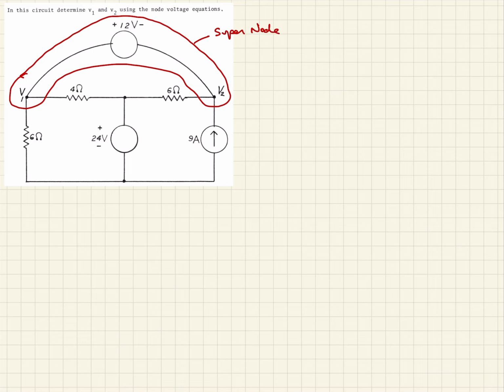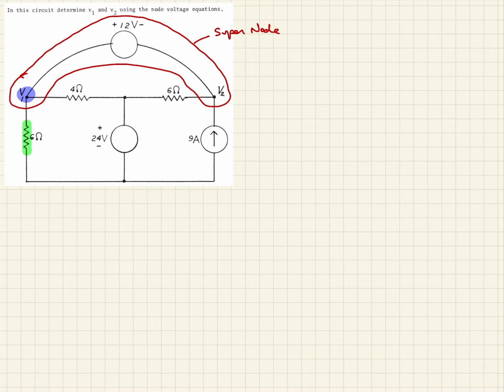And so with that, considering that as one node, then we just do what we normally do and derive our nodal equation. So we want to look at all the current entering and leaving that supernode. So let's do that. So first we want to look at V1. And so when we look at V1, we look at all the current leaving and entering from that part of the node.